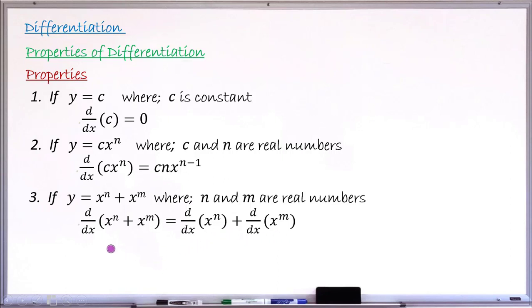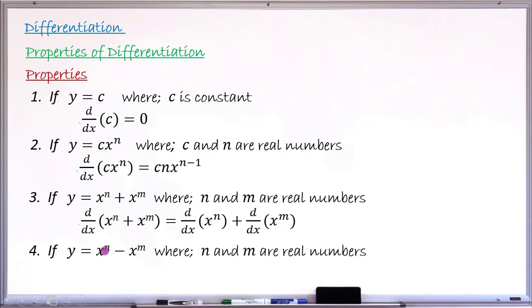So let us see one more property, number 4. It says if you have y equals x raised to n minus x raised to m, where n and m are both real numbers, then just like property number 3, you find the derivative term by term, and you subtract the two derivatives. These 4 properties will be very useful in finding derivatives of functions that involve more than one term. So let's move and take examples.